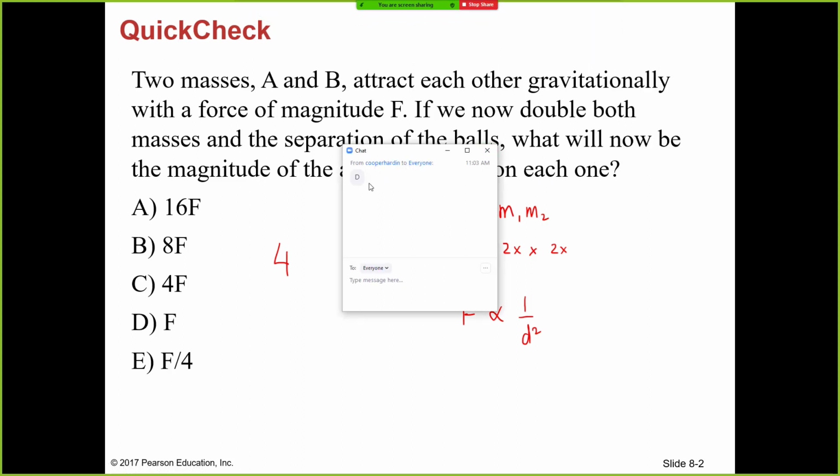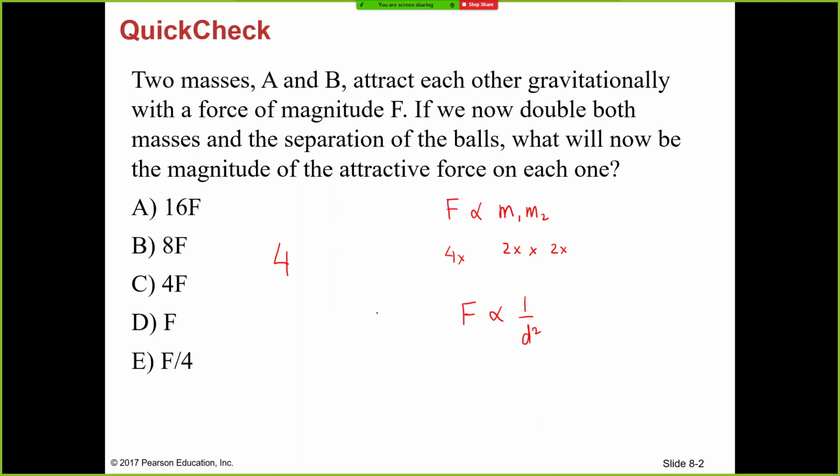Okay, let's see. So someone answered D. Let's see if that is right or not. So this is due to the increase in the mass. Doubling the masses quadruples the force. Okay. And when you double the distance, what happens to the force? This is inverse squared law, so it would be 1 over 2 squared. When you double the distance, that will reduce the force to 1/4.